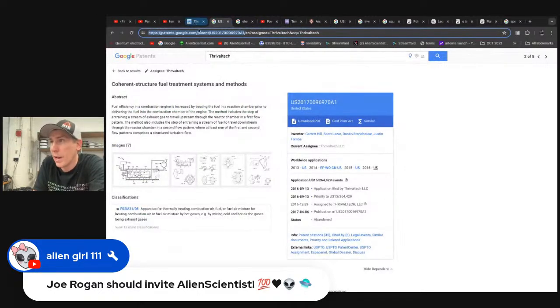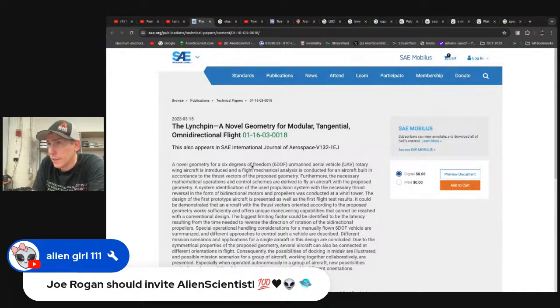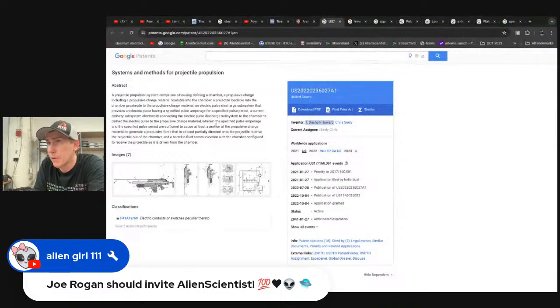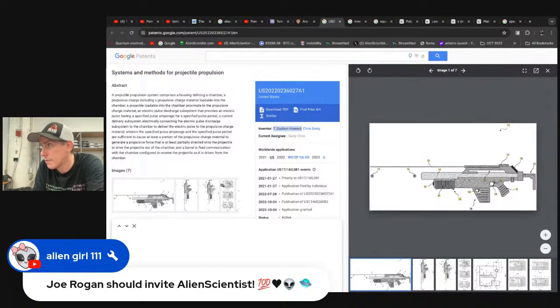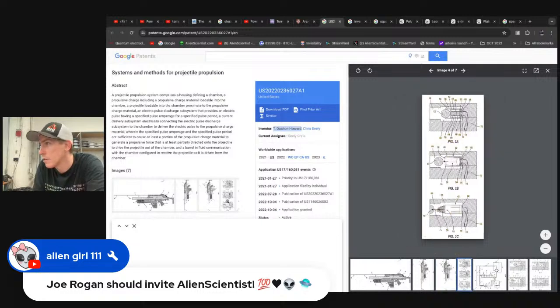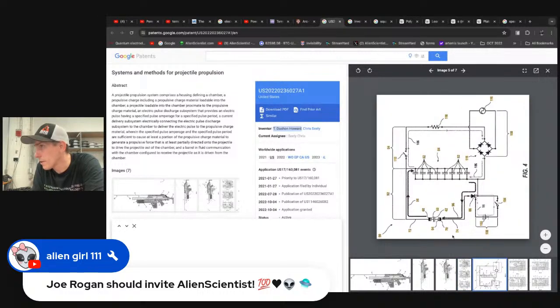But let's get into the patents. We've got the linchpin for omnidirectional flight for these. We've got the systems and methods for projectile propulsion. So he talks about this projectile propulsion. This is a propulsion patent that I could find, and this is like a gun. Looks like the damn Eraser, the gun from the movie Eraser. This electrical capacitor. That's an interesting figure. And then it's the wiring circuit diagram.